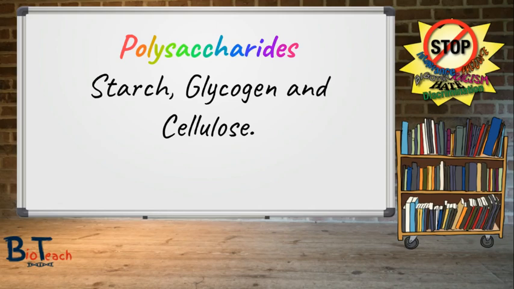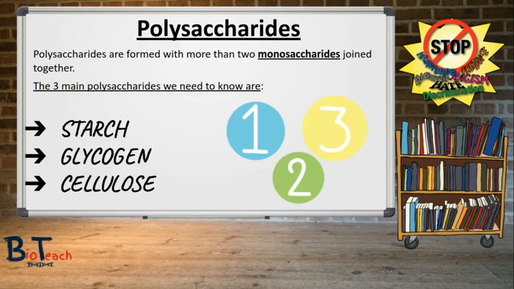This video is looking at polysaccharides, and the three that we're going to focus on are starch, glycogen and cellulose. For all exam boards, you pretty much have to know their structure and relate it back to their function. That is basically how is it that their structure allows them to carry out the role that they play in organisms.